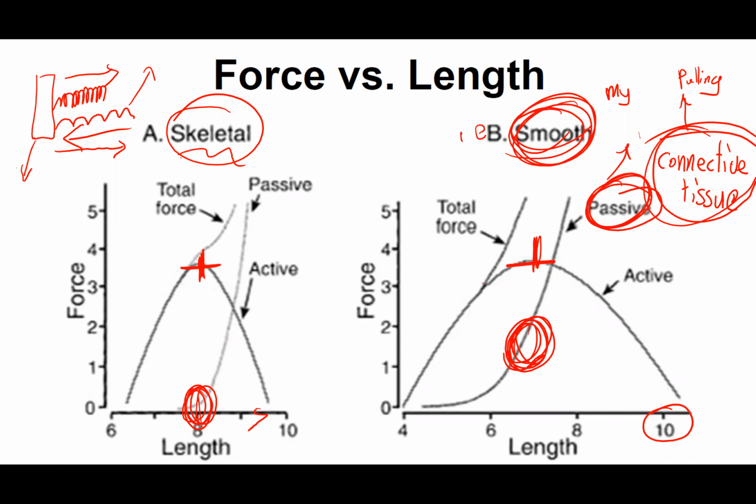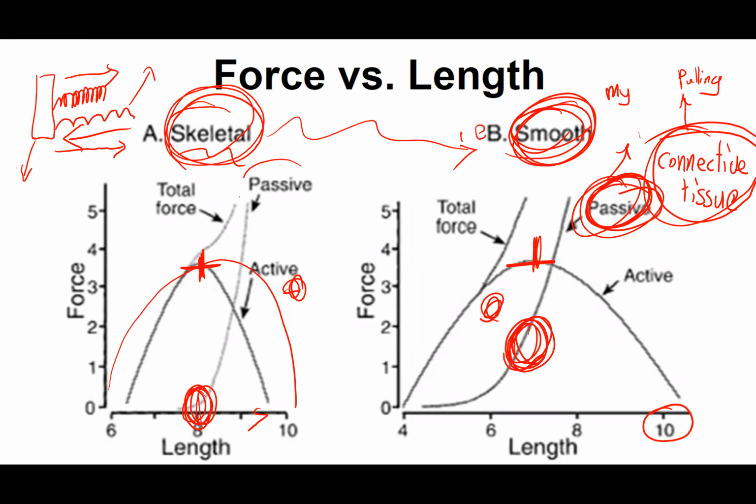Skeletal muscle doesn't have as much connective tissue surrounding it as compared to smooth muscle, and that's why there is a higher passive force in smooth muscle. So these are pretty much the only two differences between this curve and this curve right here. This is just much larger, and the passive force is much bigger in smooth muscles.